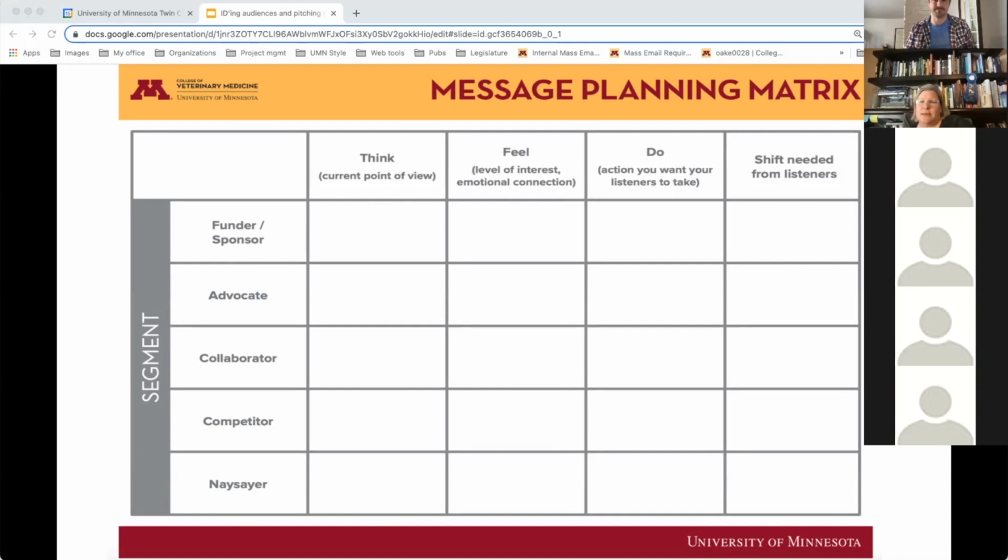So I think just taking the time, and this doesn't take that much time, 10 to 15 minutes, to really think about the audiences and where they are and where you want them to be, helps you plan your message in a way that's effective and communicates your thoughts.